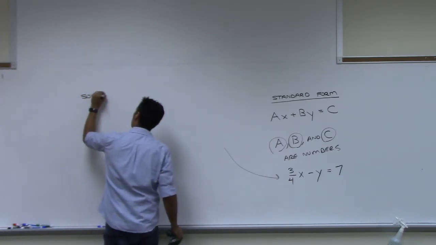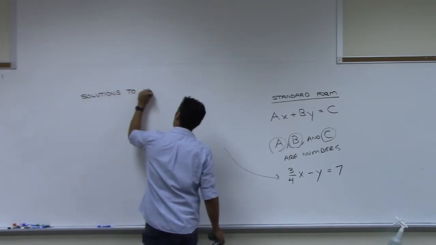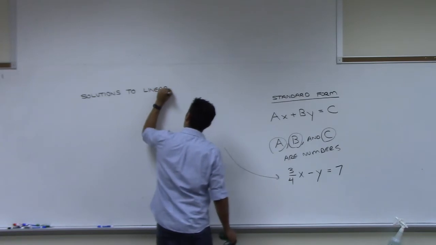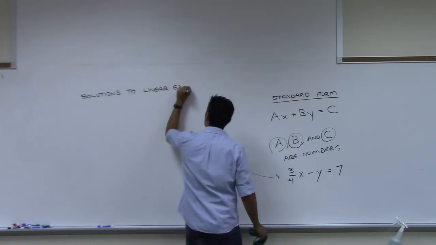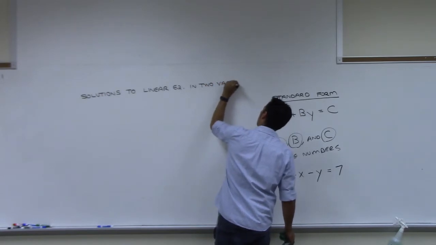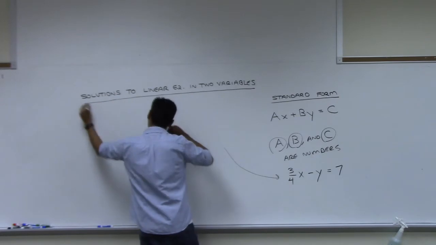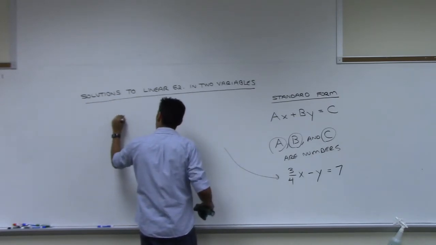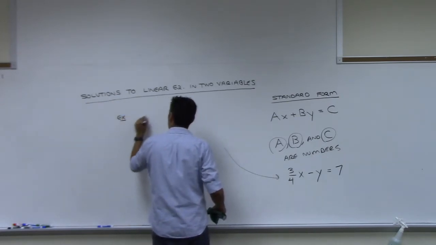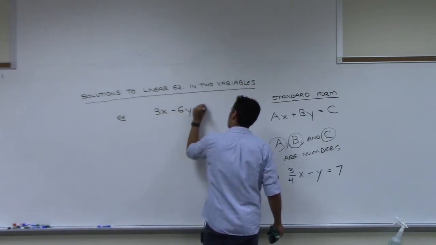Solutions to linear equations in two variables. So let's take that example. What was that first one I did? It was 3x minus 6y equals 18.